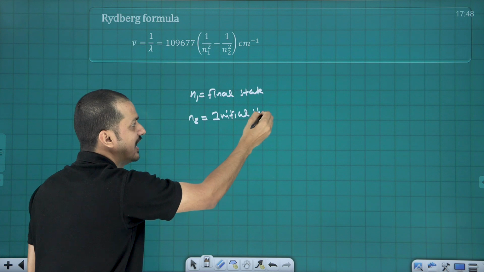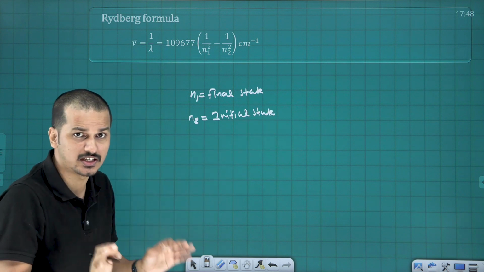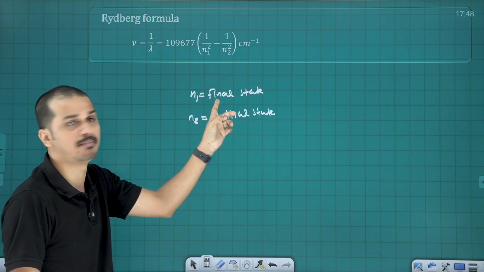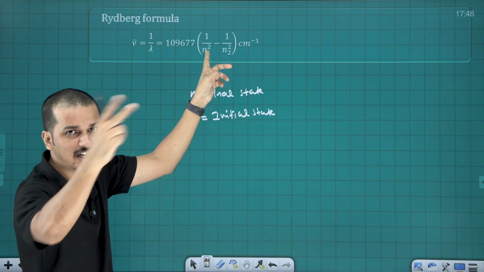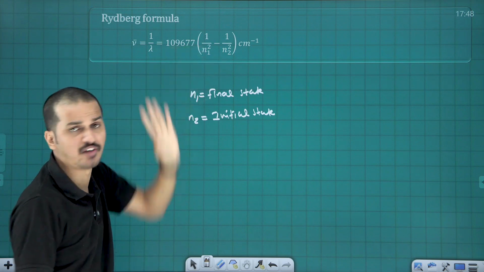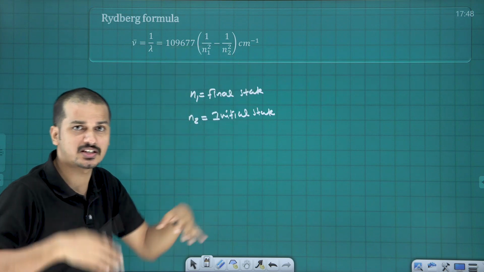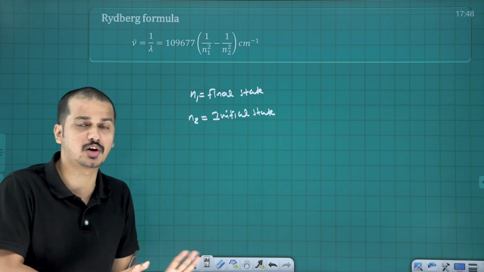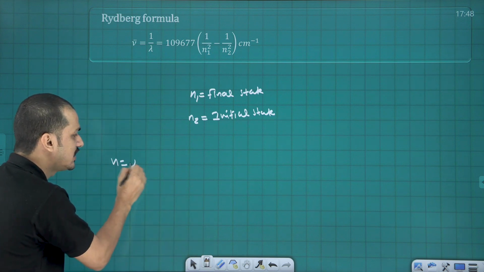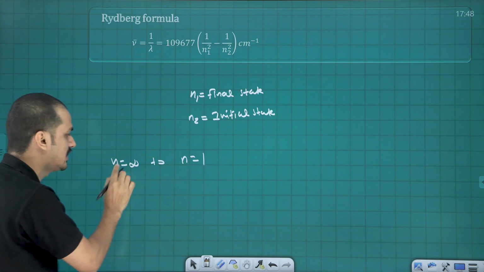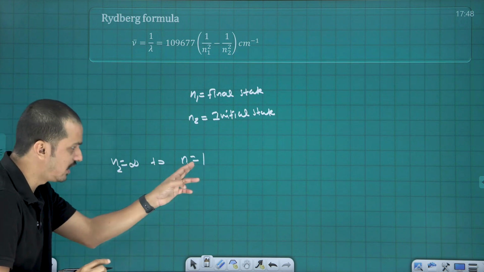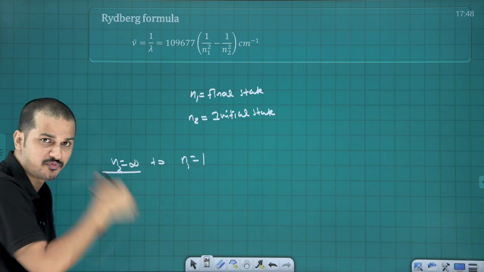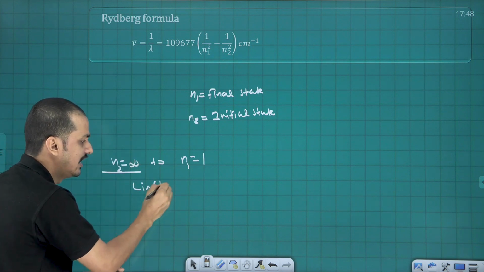If the electron is moving towards 1, that is, if the final state is 1, then that is the Lyman series. If the final state is 2, then that is the Balmer series. If it is 5, that is the Pfund series. And if the electron is coming from n equal to infinity to n equal to 1, here n2 is infinity and n1 is 1. The final electron is coming to 1, which means that is the Lyman series. And if it is coming from infinity, then it is called the limiting line.